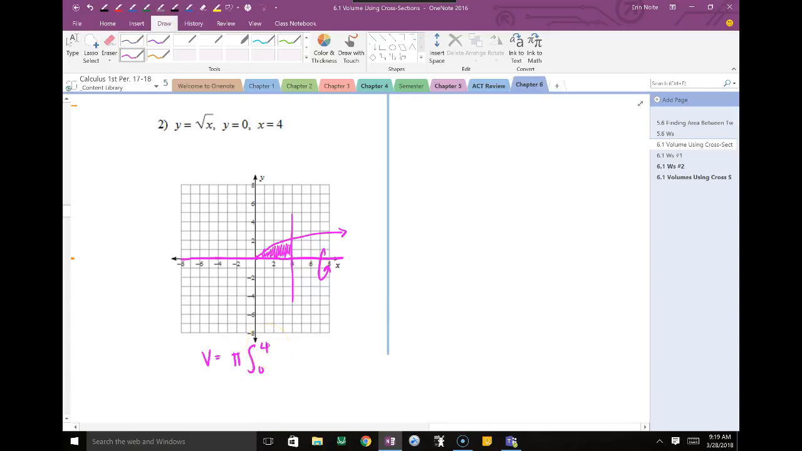What's the height of my radius? Your x, the square root of x squared. Did everybody say the square root of x? Okay, good. And then we need a square because it's pi r squared. Right? So then, pi r squared. Not too bad, right? Okay, throw it in your calculator. Tell me what you get.